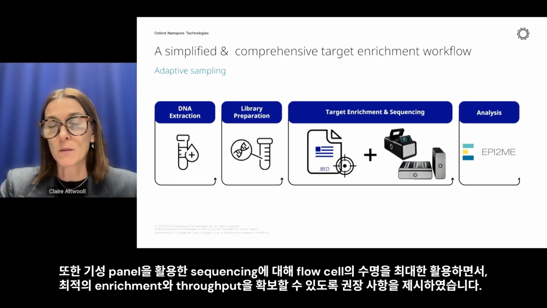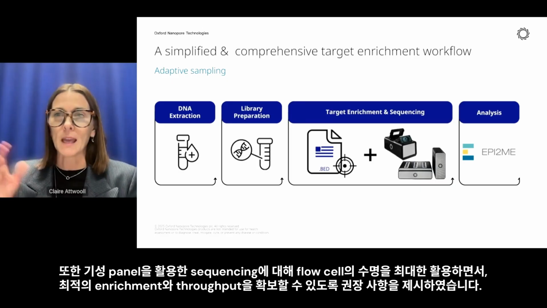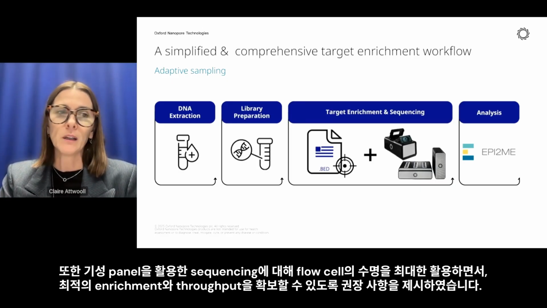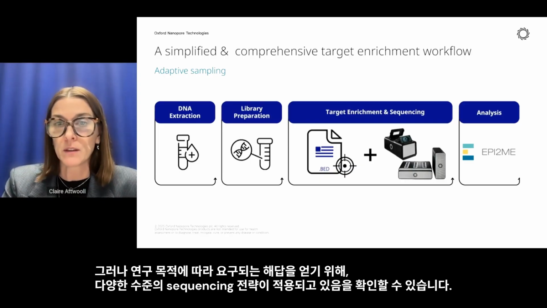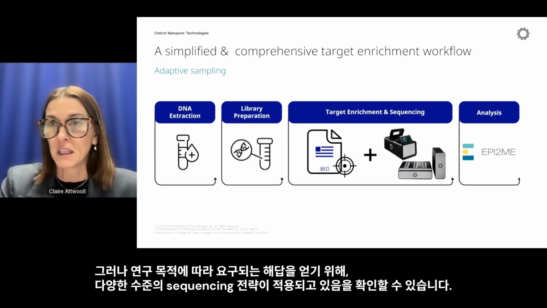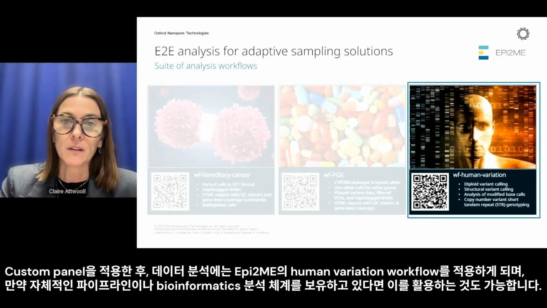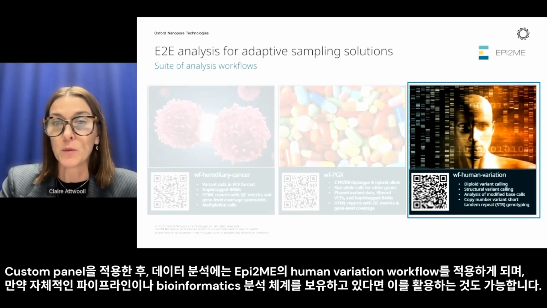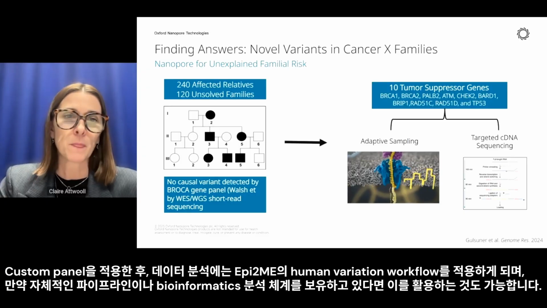And we've made recommendations for our off-the-shelf panels of sequencing for really the maximum lifetime of the flow cell to make sure we get the best enrichment and the best throughput. But you'll see that people have used very varying levels of sequencing because it gives them the answer that they want. In this context, for a custom panel, you would be using the human variation workflow, or of course, if you have your own pipelines and bioinformatics, you can also use those.